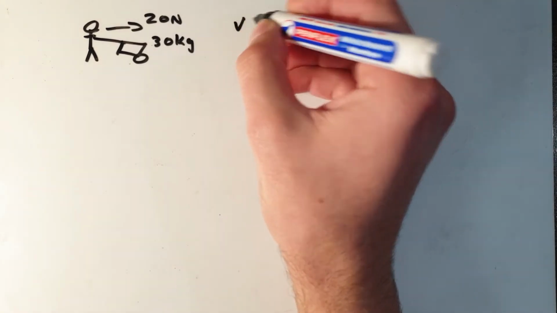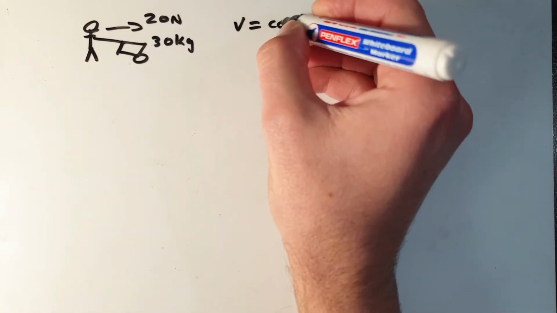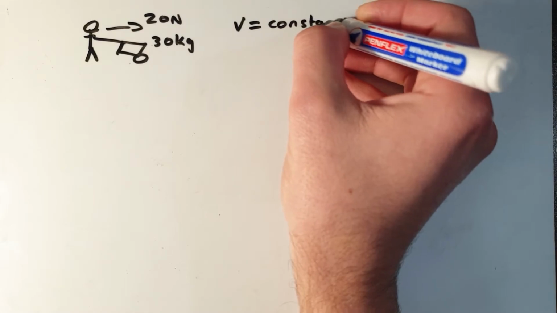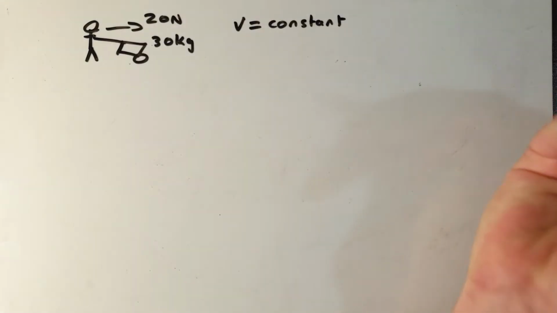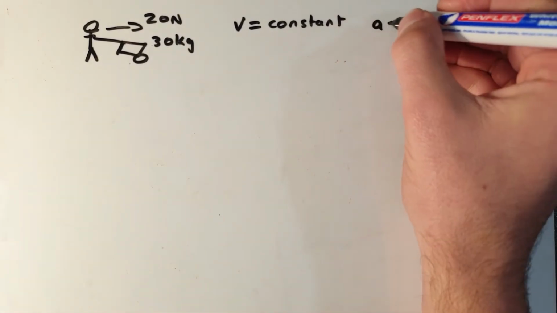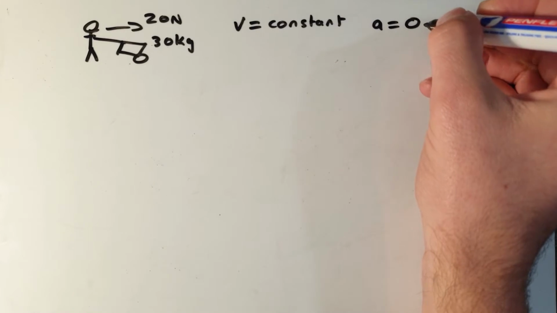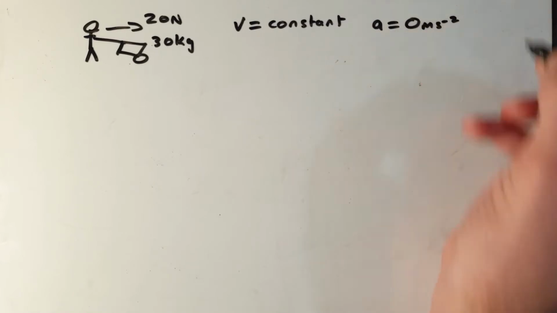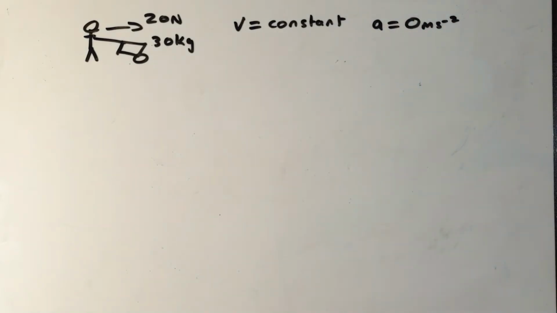Now, that constant speed is very important within Newton's laws, because if something is moving at a constant velocity, what does that tell us about the acceleration? Obviously, if the object's moving at a constant velocity, that means that our acceleration is equal to 0 meters per second squared. Now, that'll come in when we look at the equations.